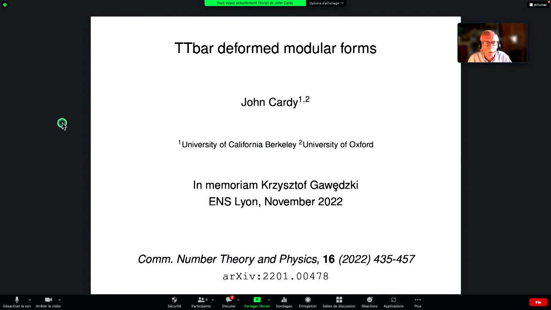One of Krzysztof's passions was the interplay between mathematics and physics through mathematical physics. And so my talk is going to be about an example of how we can take some ideas which were developed in theoretical physics and apply them to some possibly new ideas in mathematics.